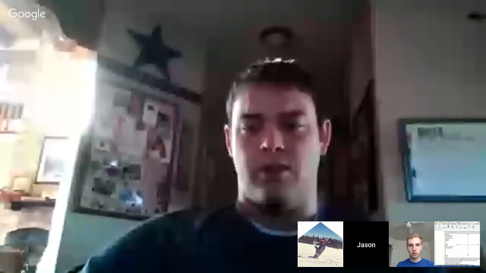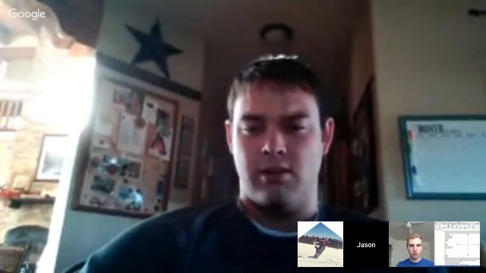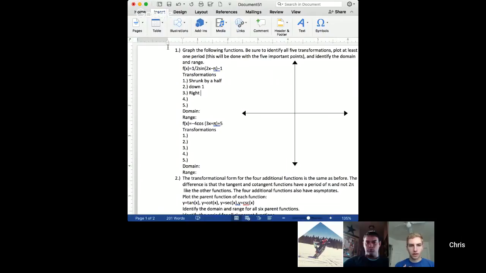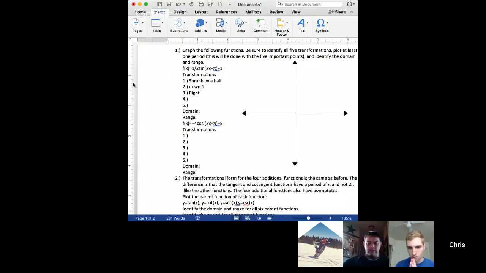Do we have to do anything to this equation at all in order to find any transformations? I think it's already a sine. True. I was just wondering.